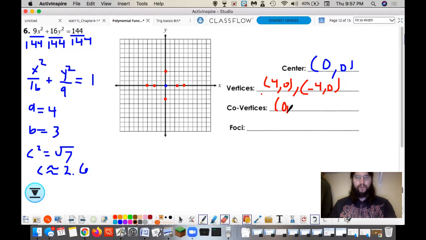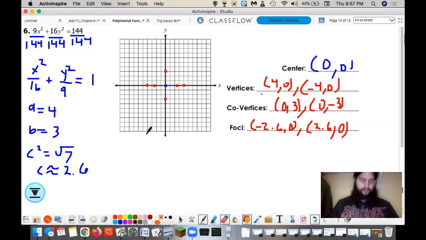Here's 0, 3, 0, -3, foci, -2.60, and 2.60. And no, the order on these does not matter in the least, as long as you know what is what. Make sure you put both the foci in the foci slot, vertices in the vertices, covertices in the covertices. But which order you put each ordered pair in does not make a difference.